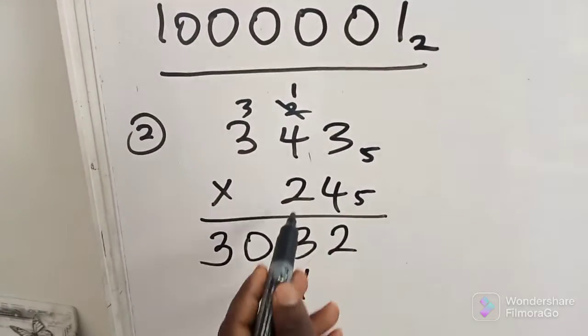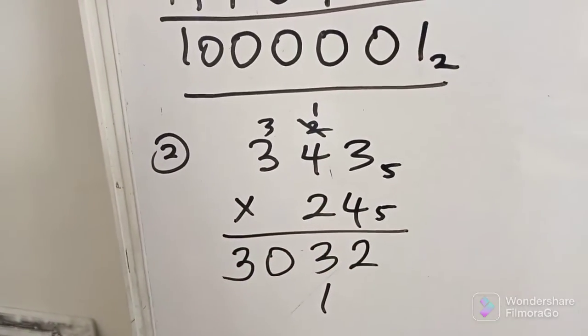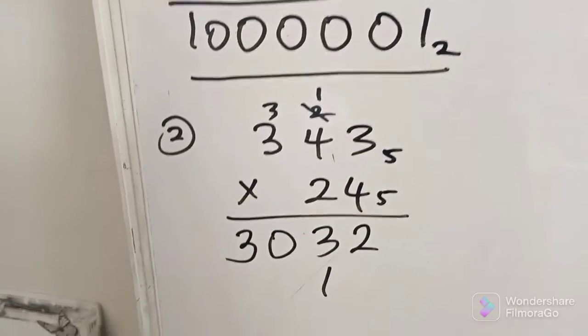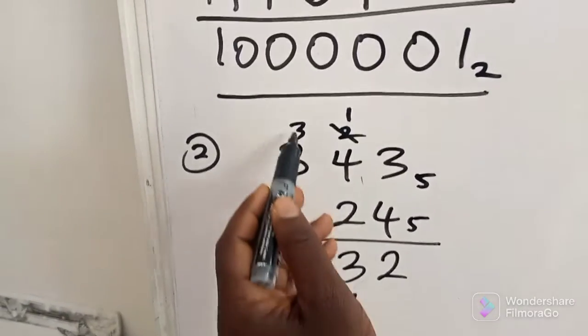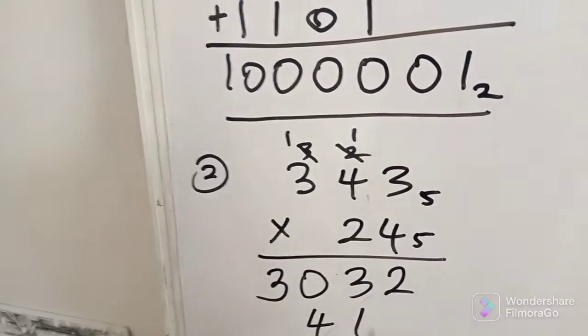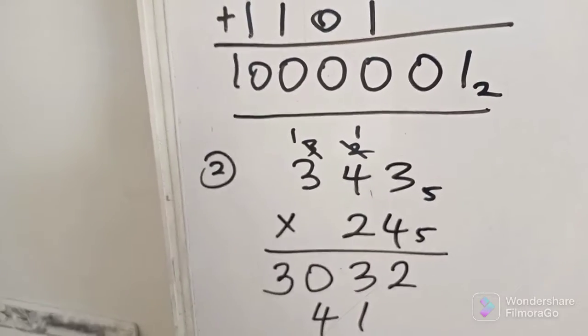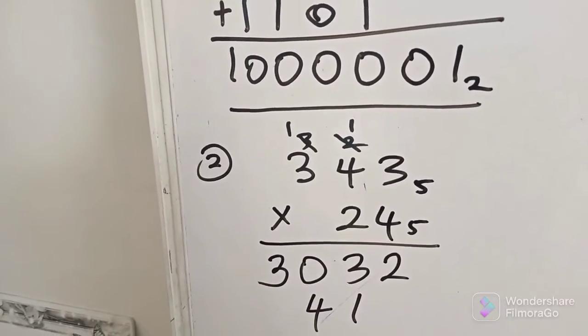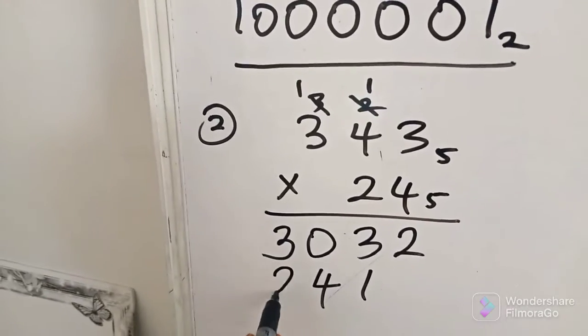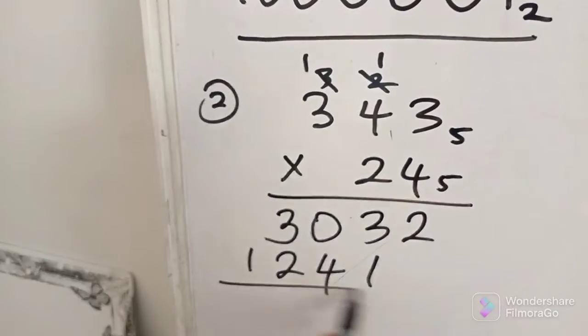Then 2 times 4, 8 plus 1, 9. How many 5s will I get in 9? 1 remainder 4. I will write down the remainder 4 and carry 1. 2 times 3, that's 6. 6 plus 1, 7. How many 5s in 7? 1 remainder 2. I write down the remainder 2, put 1 here, then add everything together.